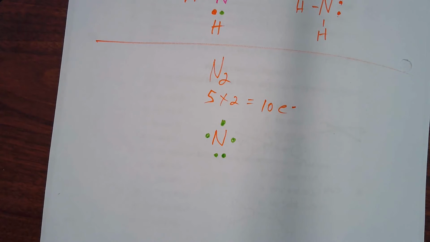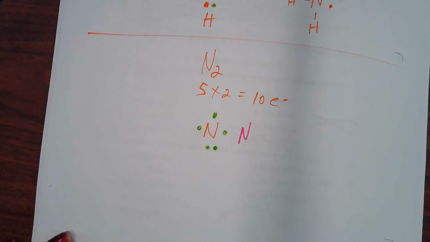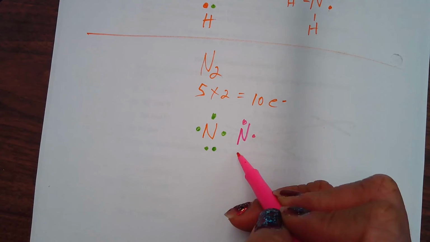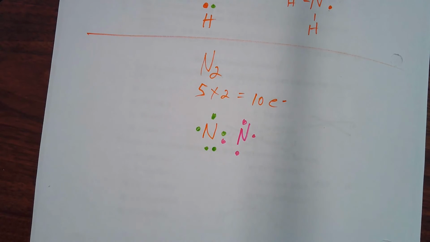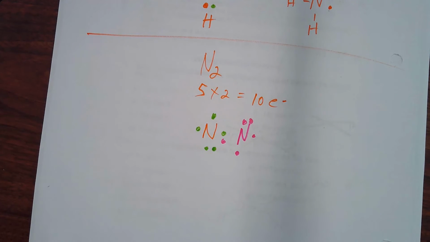Okay? And then you have the other one right here. I'll draw in pink. Also has 5. So 1, 2, 3, 4. So that's good now. And 5. I'll put it right there. It doesn't matter where you put the 5th one. Okay, so now if you count how many electrons or dots each nitrogen has, do you think they're happy?